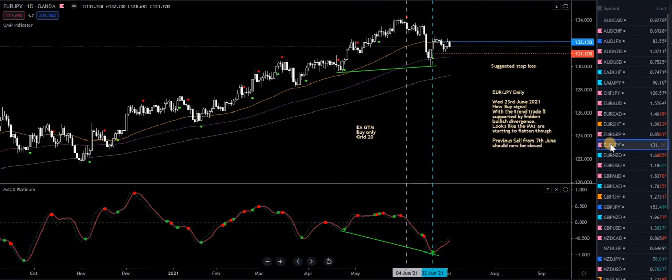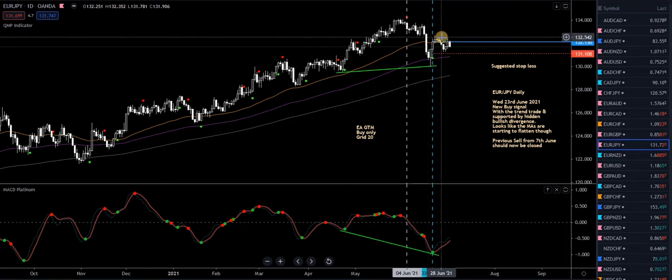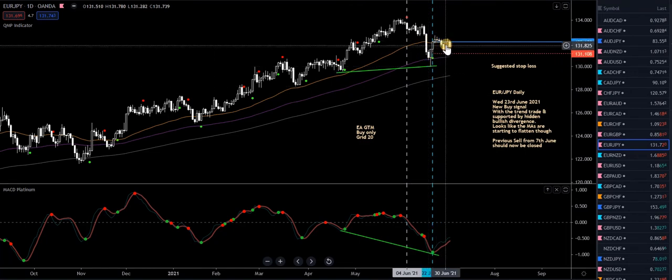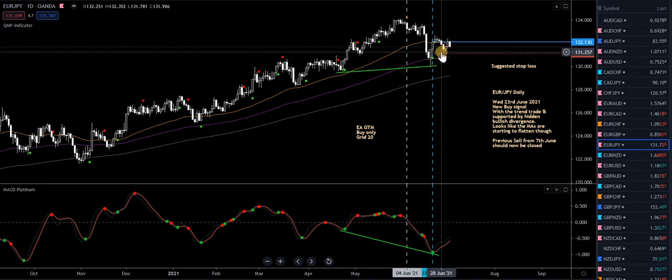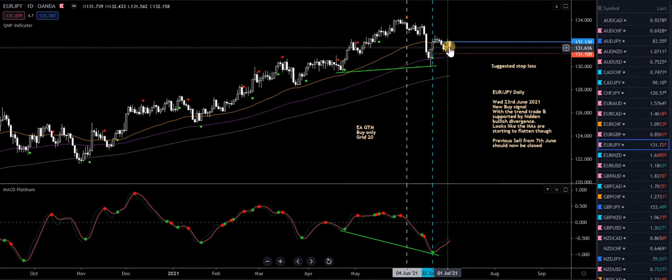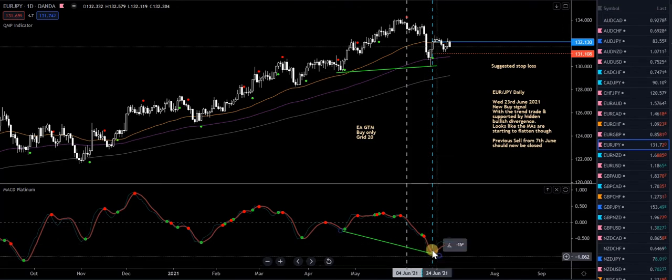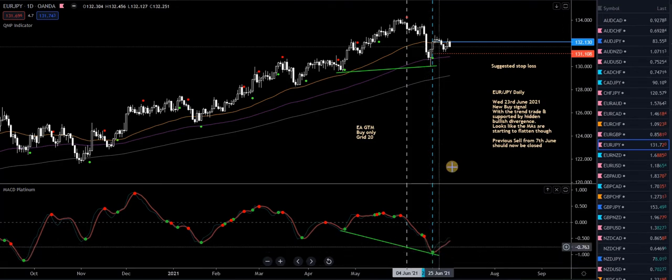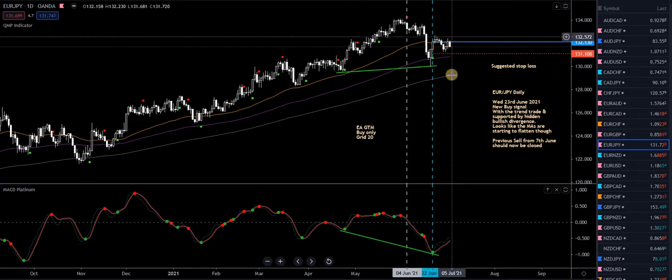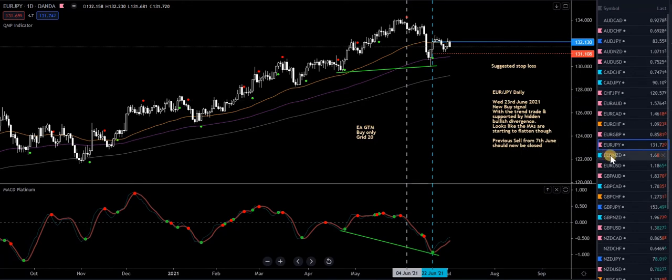Euro yen. We're in a buy in here. Like a lot of pairs, it came against me and it's popped back up. My initial stop was down here somewhere. I would have moved it up once we got these couple of bullish candles here. But then NFP again has driven us down. So MACD Platinum is still well below the zero level, which is good. But yeah, you have to reduce the risk there.